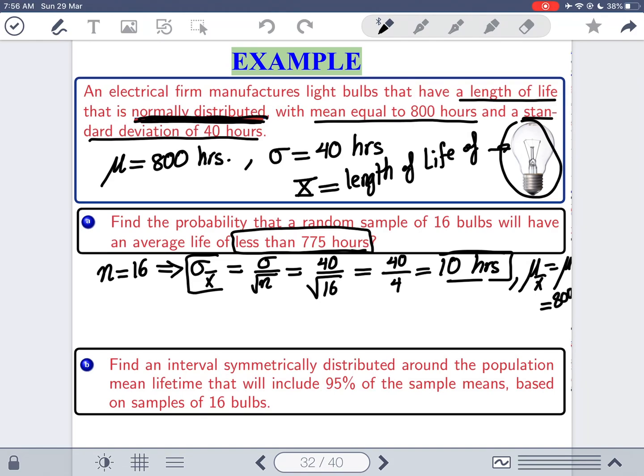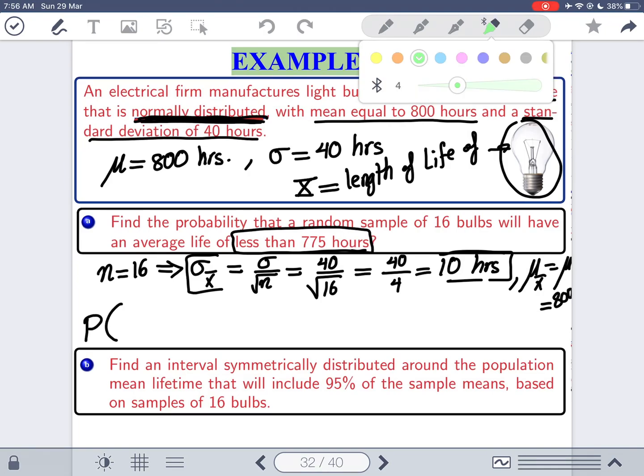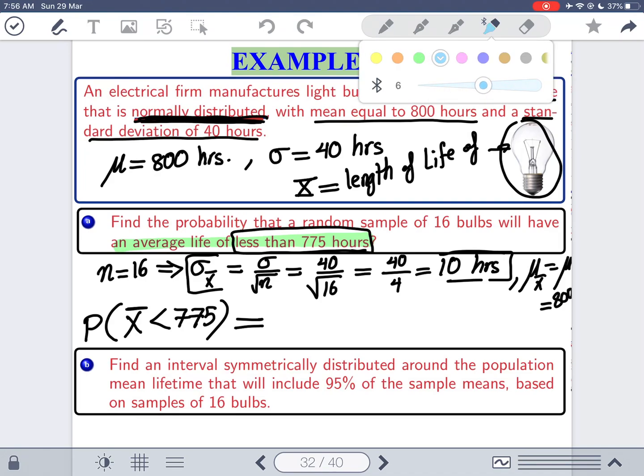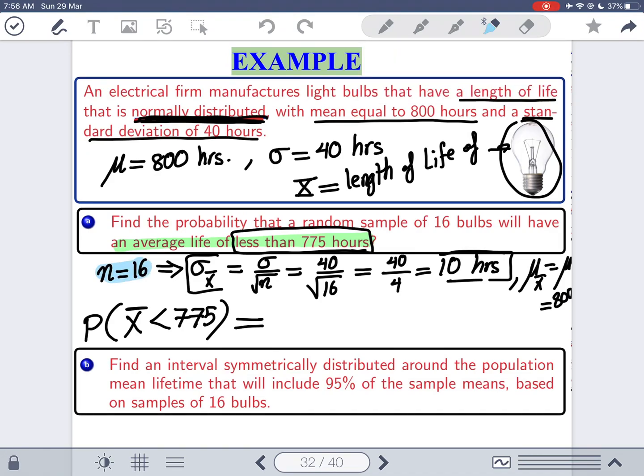So what we need to find is, read carefully, the probability that a random sample of 16 bulbs will have an average life span of less than 775. Average life. So we want the mean to be less than 775. In order to calculate this, all you need is to remember that n is 16. We took care of it by writing what sigma x bar is, which is 10, and what mu x bar is, which is 800.